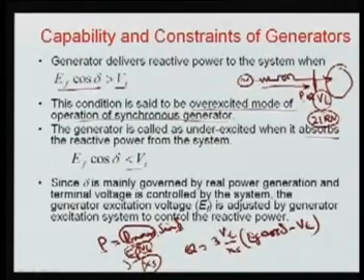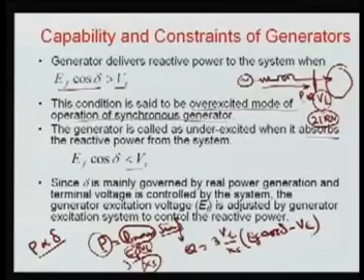So the only option, if you want to change the P, is to change delta. We can say this P is directly proportional to delta, because sin delta is a small value, so we can write sin delta as delta. So the real power is mainly governed by your delta, and the terminal voltage here is controlled by the system. The excitation voltage EF is adjusted by the generator excitation system to control the reactive power. To generate or absorb reactive power, we can only change this EF, which is in your control.